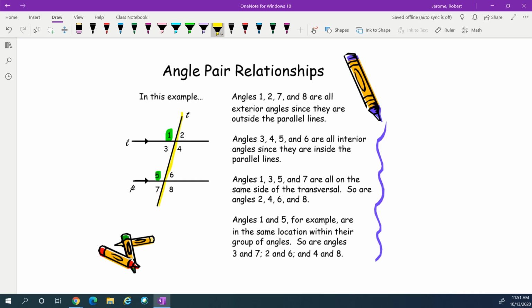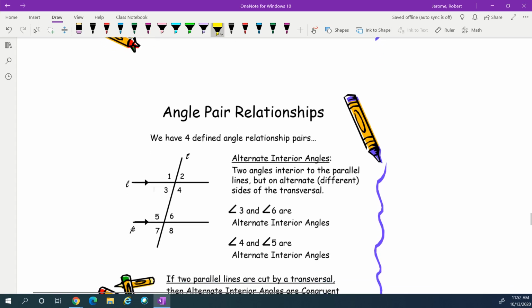So as we move forward, the vocabulary that we use is based on where the angles live. The relationship is based on parallel lines. So again, the name of the angle pair is based on where they are. The relationship is based on having parallel lines. And let's see what we mean here.